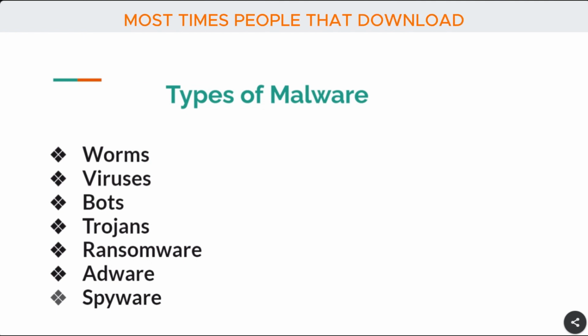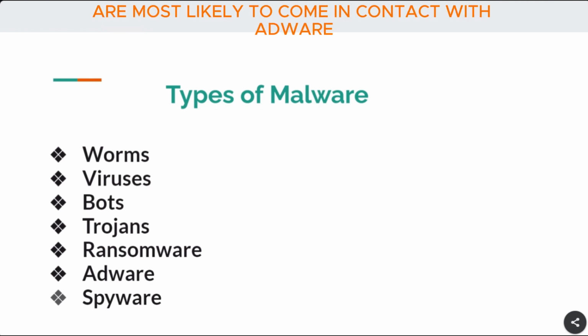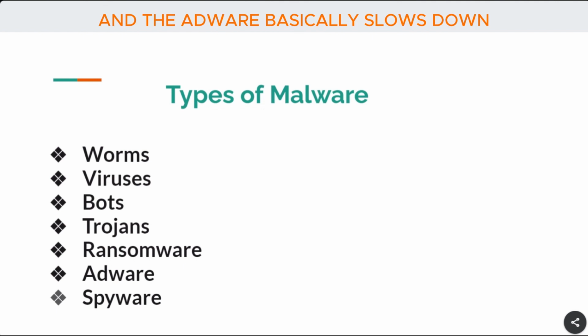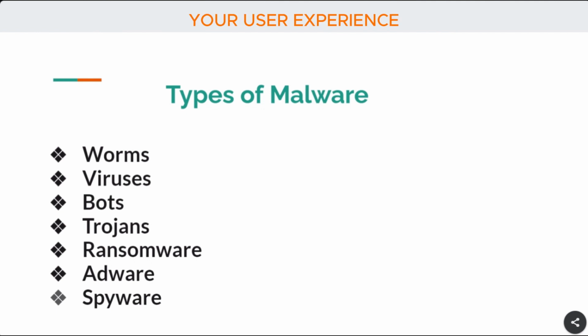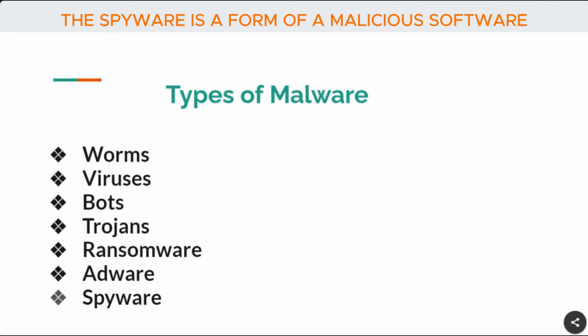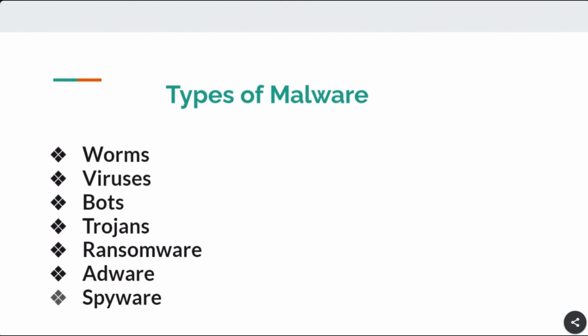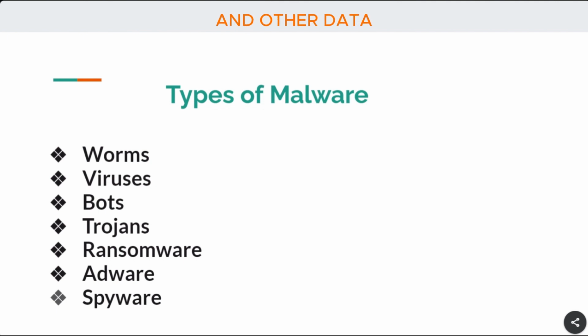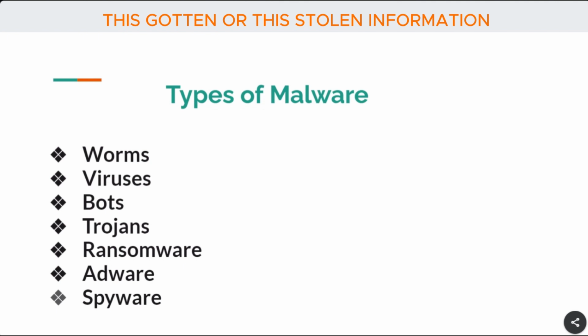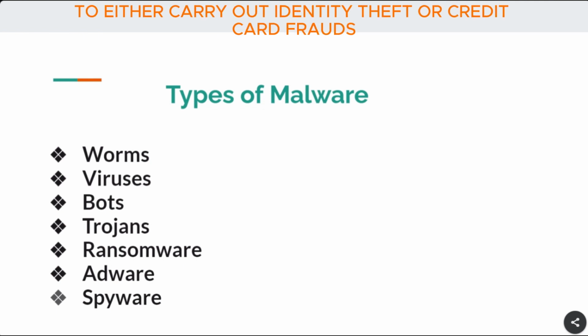Then you have the adware. Most times people that download free software are most likely to come in contact with adware, and the adware basically slows down your device performance and it can also hamper your user experience. Then you have the spyware. The spyware is a form of malicious software that gets your username, your password, and other data. And cyber criminals use this stolen information to either carry out identity theft or credit card fraud.